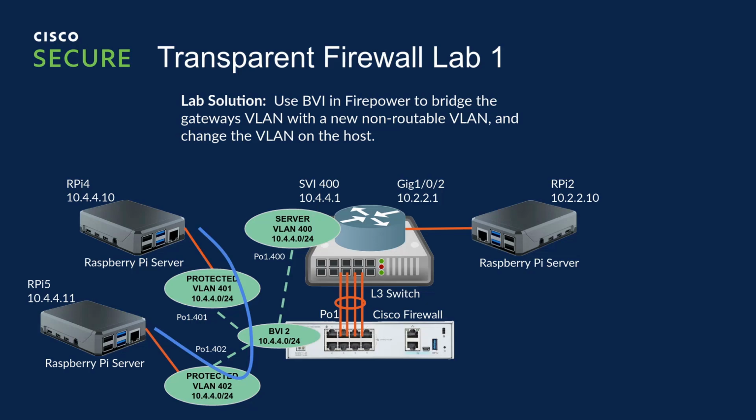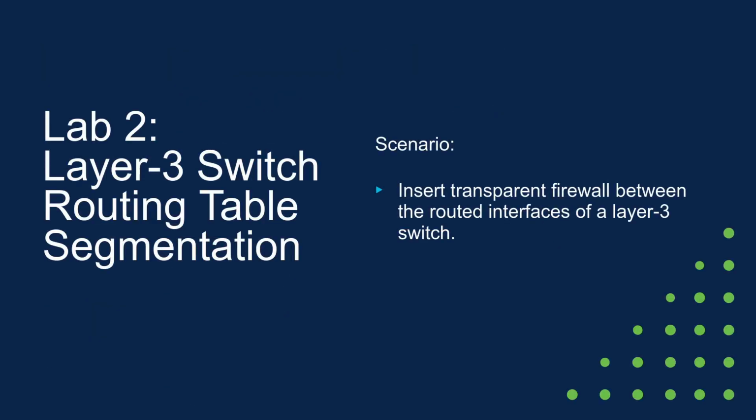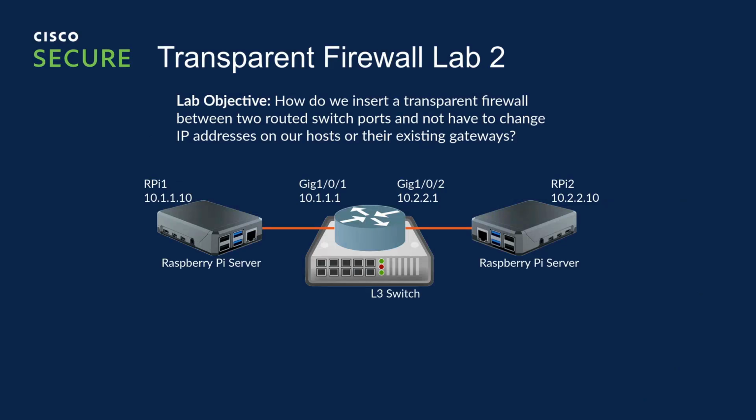In this next scenario, what we're going to do is insert a transparent firewall between a number of routed interfaces of a layer 3 switch. Now, a picture will probably help explain what we're trying to do here. In this example, we have a couple of servers on both sides of a layer 3 switch. We have Raspberry Pi 1 on the left with an IP address of 10.1.1.10.